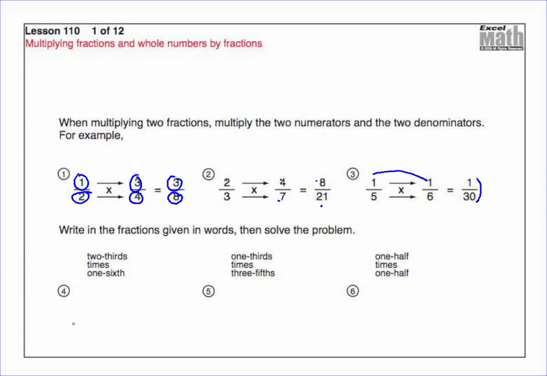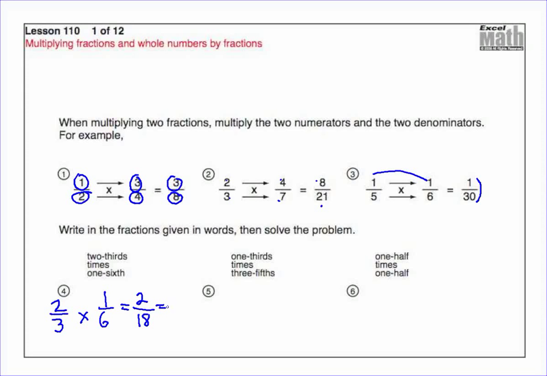All right, let's do number 4 together. It says 2/3 times 1/6. Your paper's probably blank there. You're going to fill in this problem. 2/3 times 1/6. We don't need to draw those arrows. Just multiply straight across. 2 times 1 is 2, of course. 3 times 6 is 18.